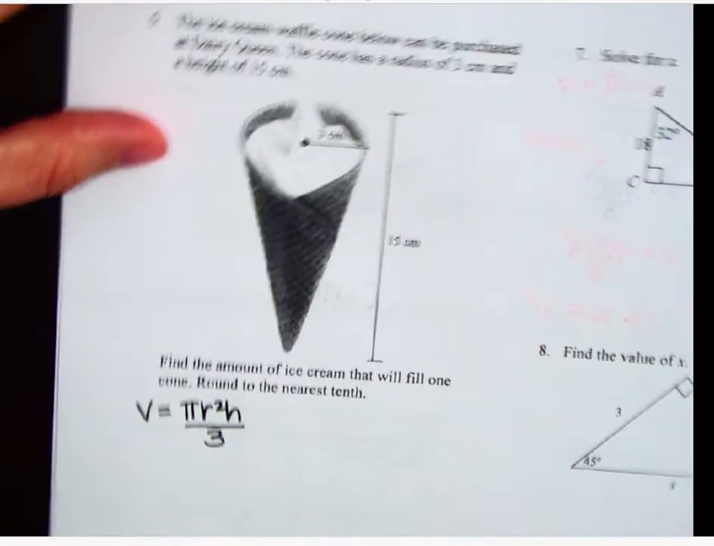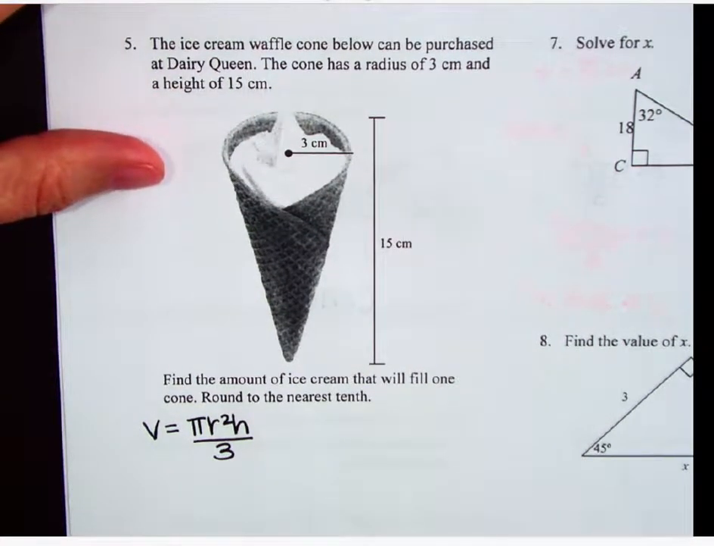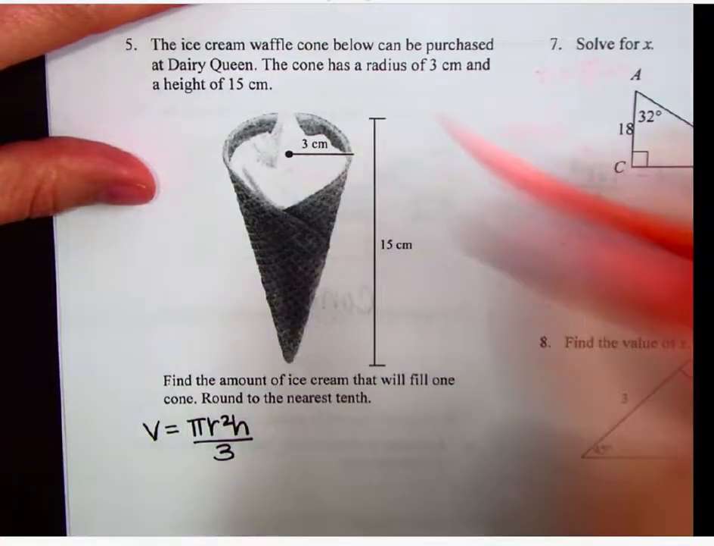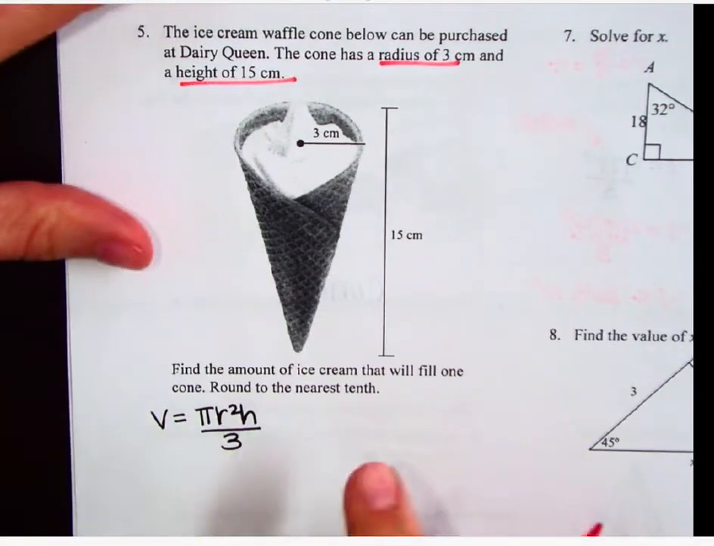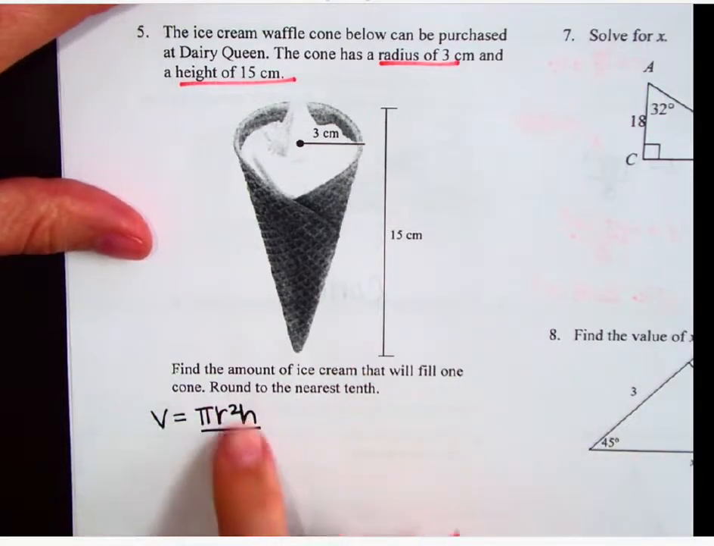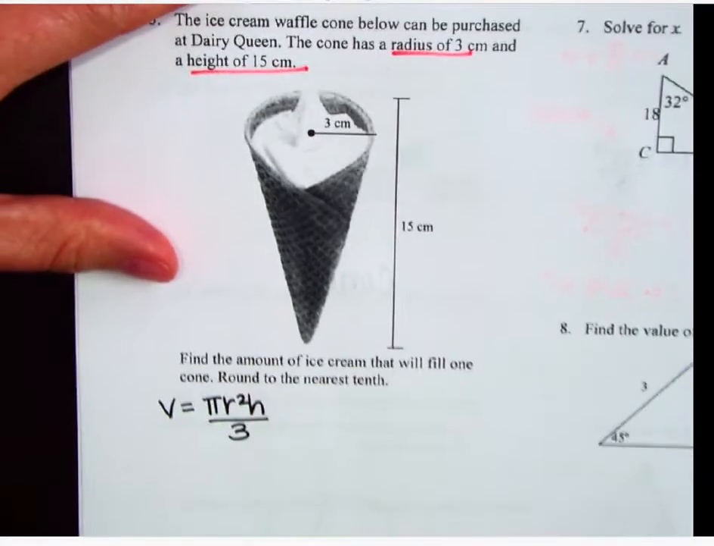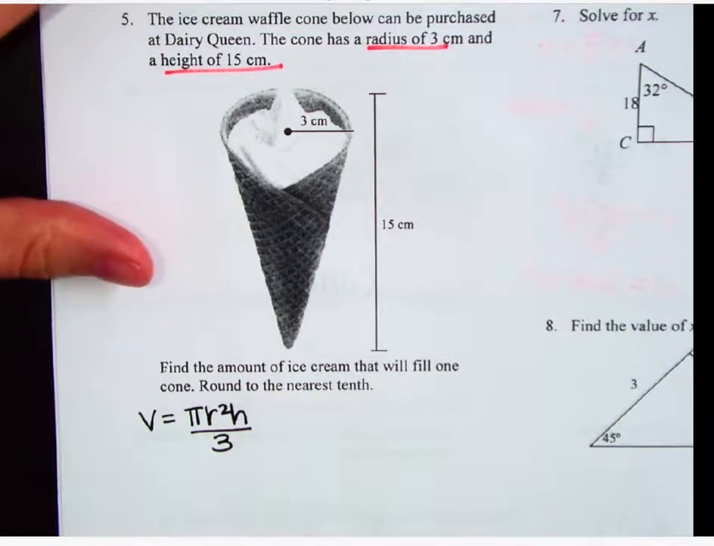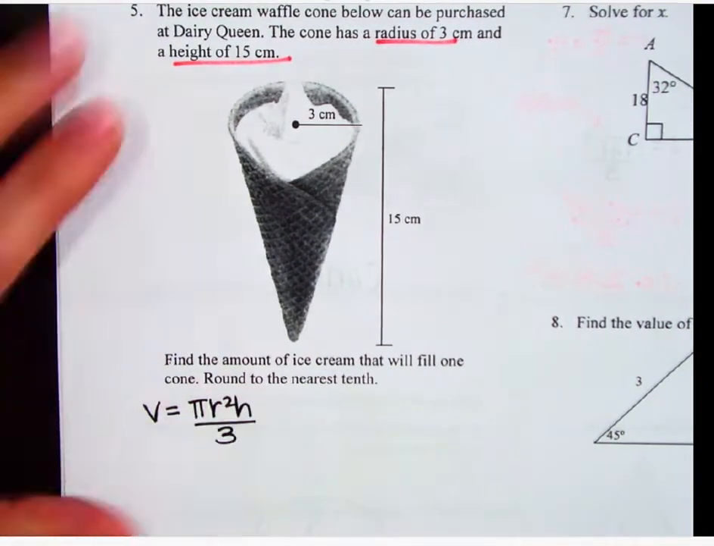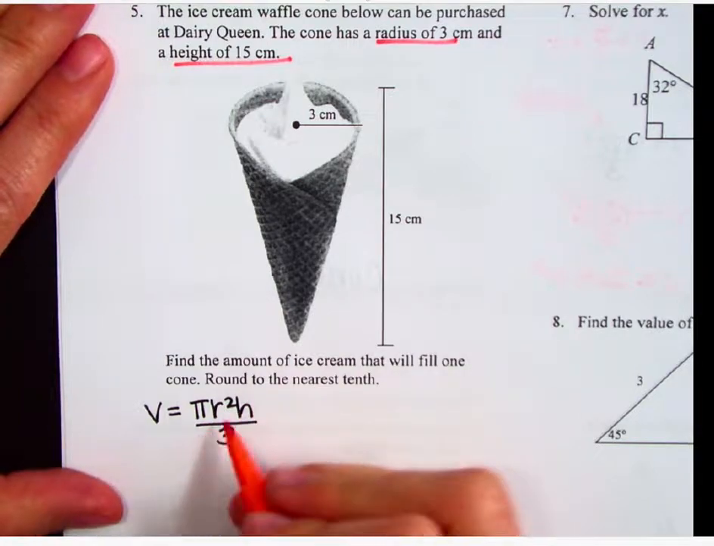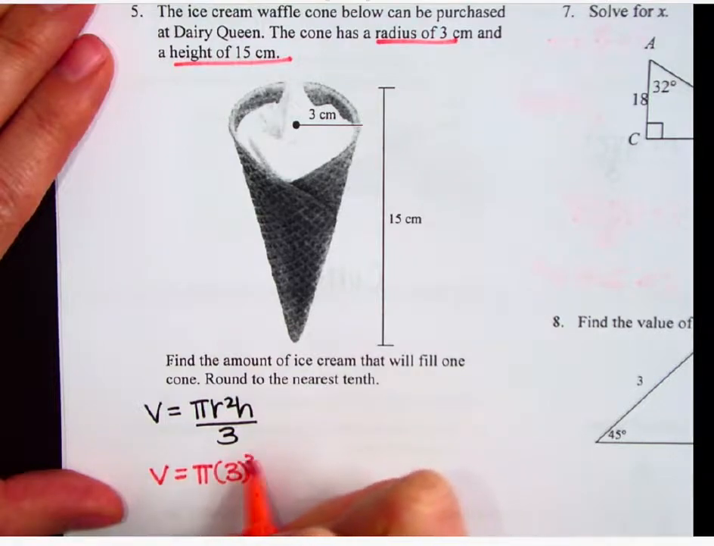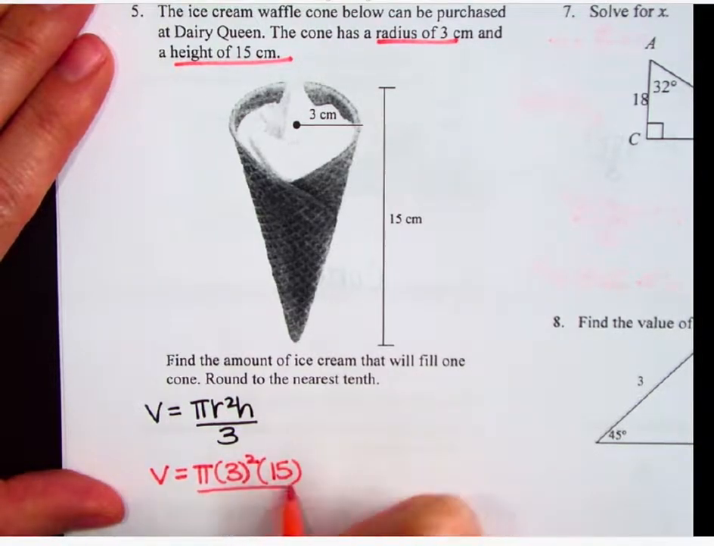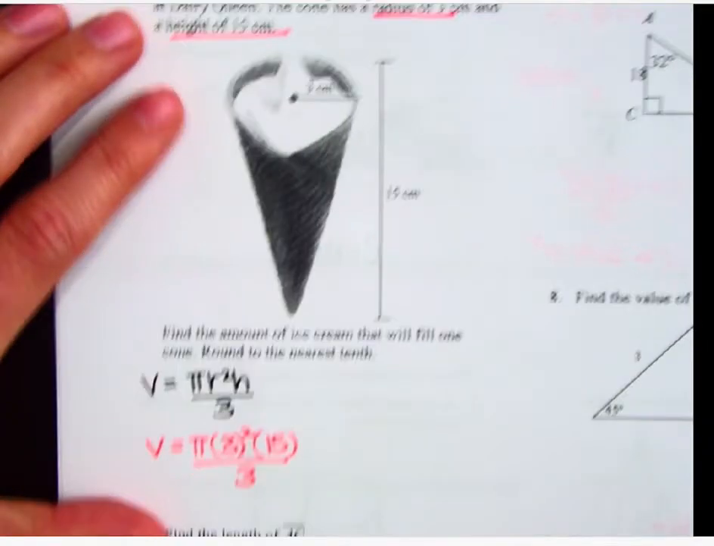And number 5, we have an ice cream waffle cone that can be purchased, and they're giving us that the radius is 3 and the height is 15. They want to find the amount of ice cream in the cone, so that's why I went ahead and wrote down our volume of a cone formula. So I'm going to go ahead and plug in the radius for R and the height for H. Remember, finding the volume of a cone, we always divide by 3. So plugging in 3 for the radius, 15 for the height. Divide by 3. They want us to round to the nearest tenth.